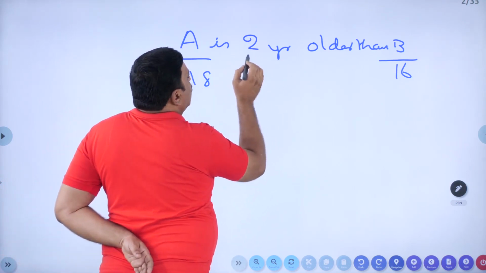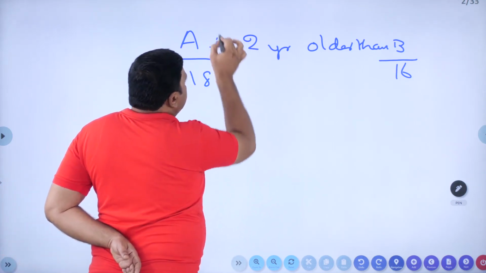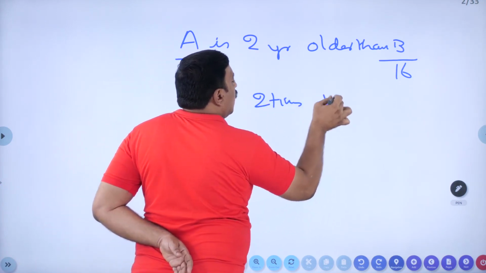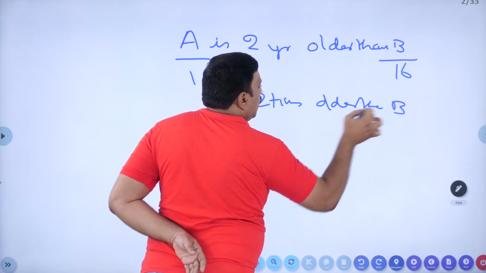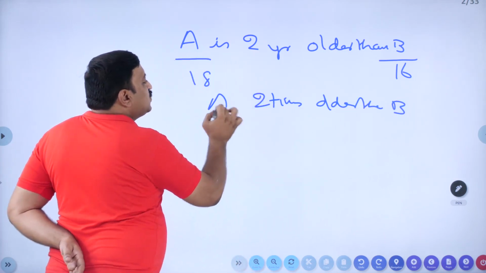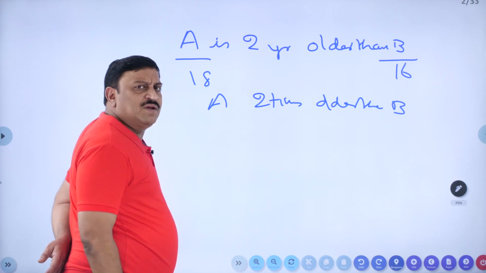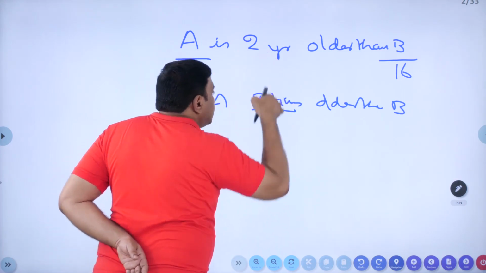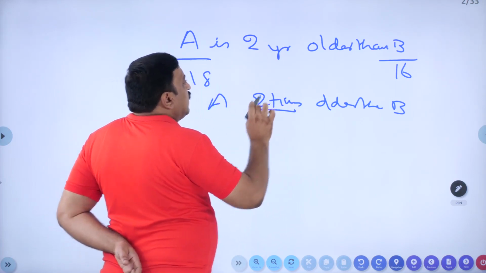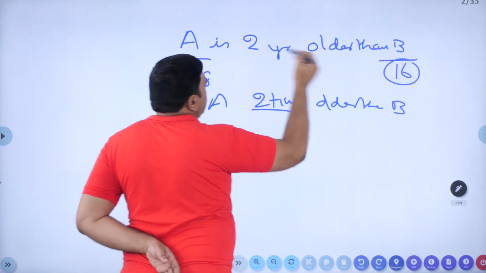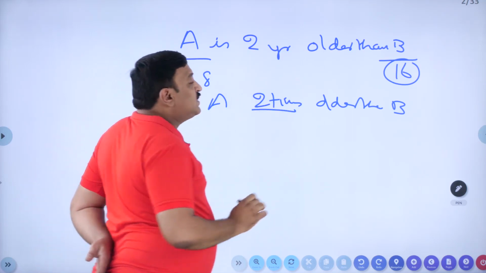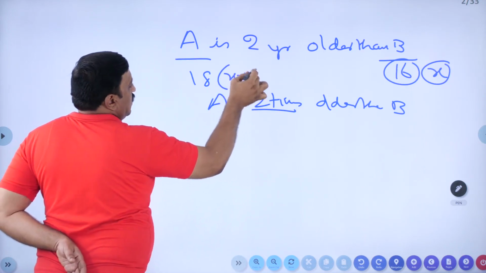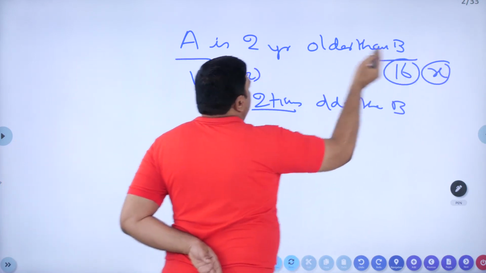Now I will make this one. Everything is same, A is 2 times older than B. A is 2 times older than B. What do you mean by that one? 2 times their years, the year 2 times. That means if the present age of B is 16, it is 16 plus 2, you can say. Otherwise, if it is X, you have to say X plus 2. If it is Y, Y plus 2.